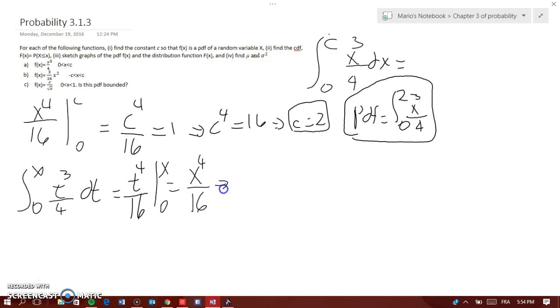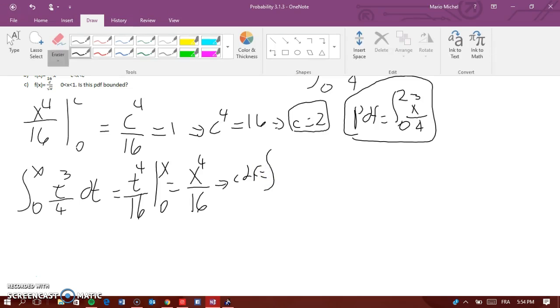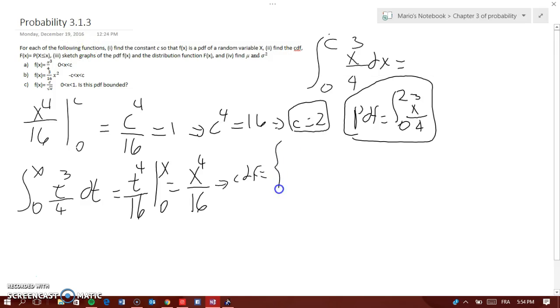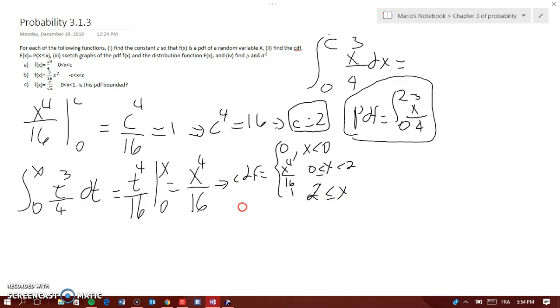Now you can write your CDF as 0 where x is less than 0, x to the fourth over 16 where 0 is less than or equal to x, less than 2, and 1 when 2 is less than or equal to x. So that would be the CDF.